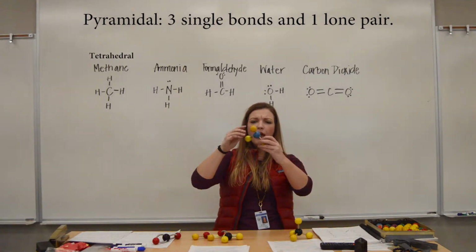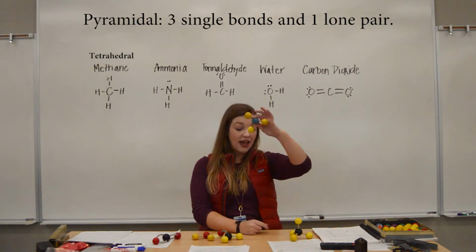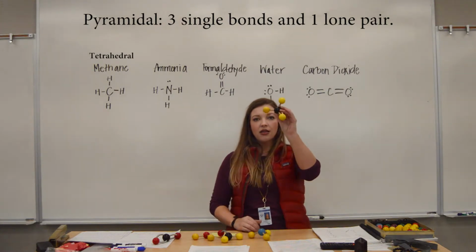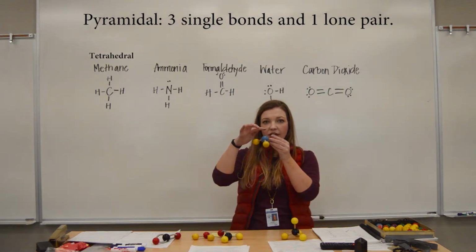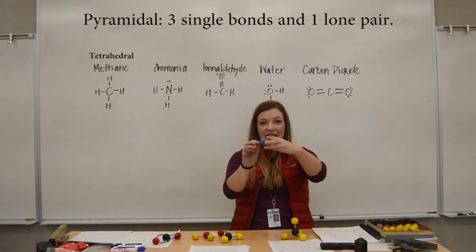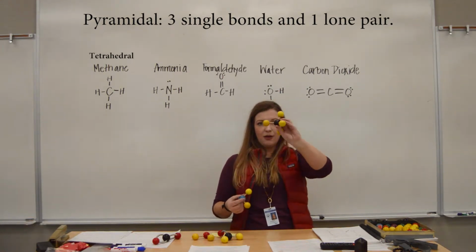Okay, so the bond angle that we actually see between the atoms here is 107 degrees compared to the 109 degrees that we saw in our tetrahedral molecule. And that's because that lone pair of electrons sit a little closer to the nitrogen on top, forcing these together more than we see the hydrogens being forced together in methane.